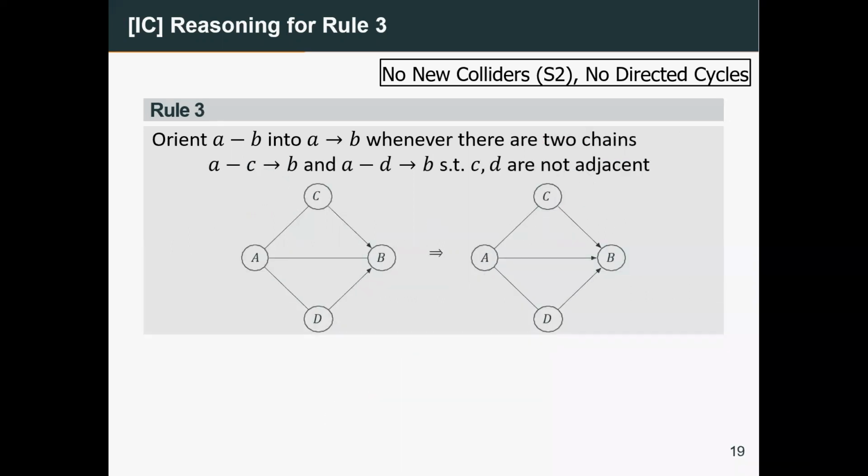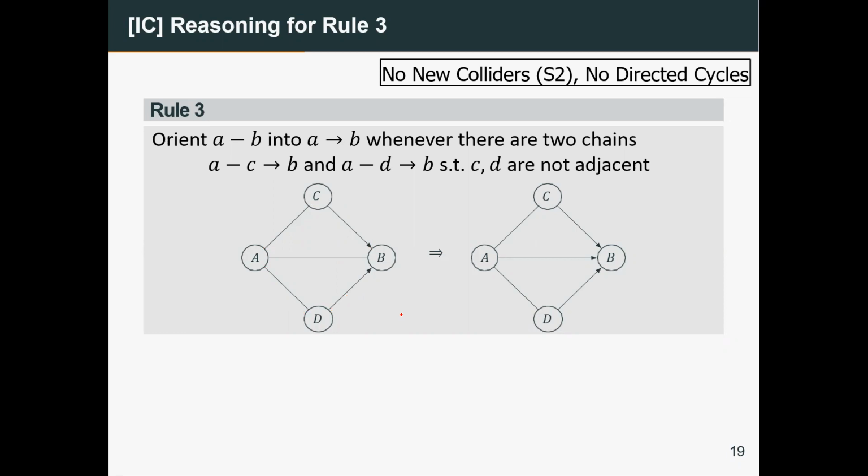The third rule is a little bit more complex, but all it says is that if we have A going to C, or A undirected to C and C going to B, and A undirected to D and D going to B, then we want to orient the edge AB so that A points to B. And we also have the condition that C and D can't be adjacent as well.